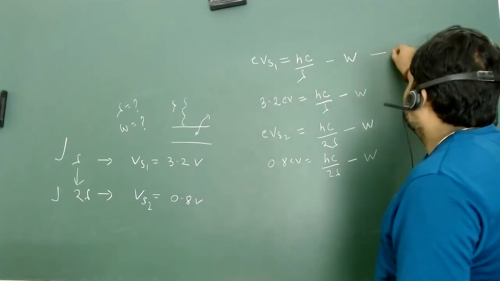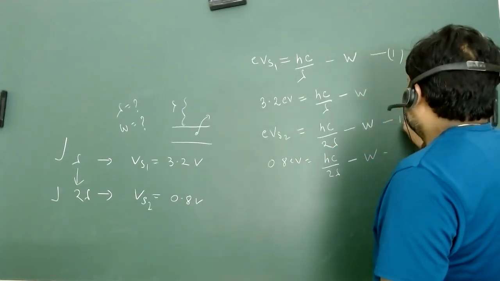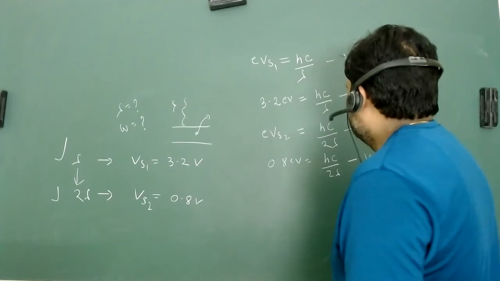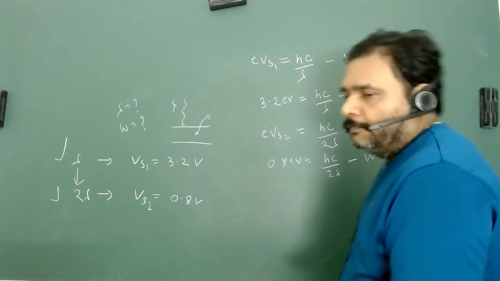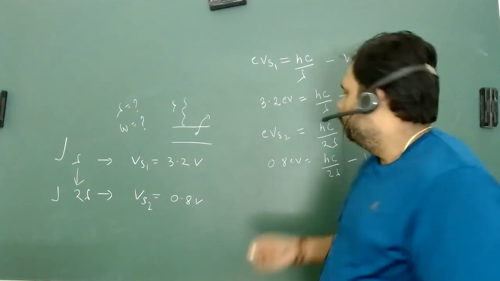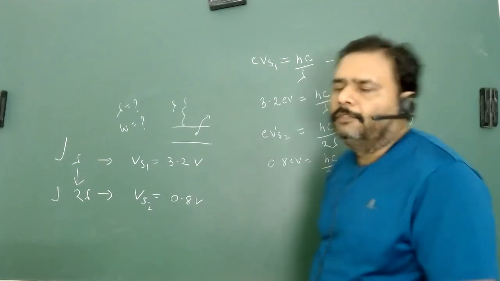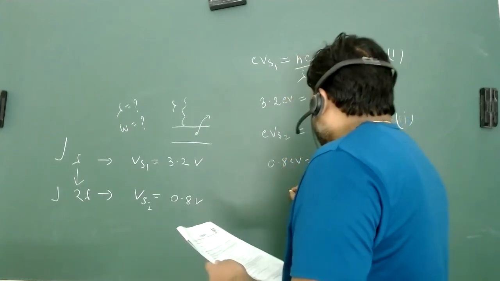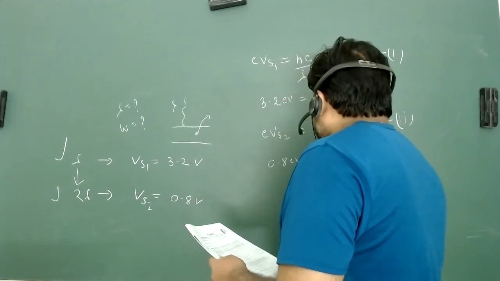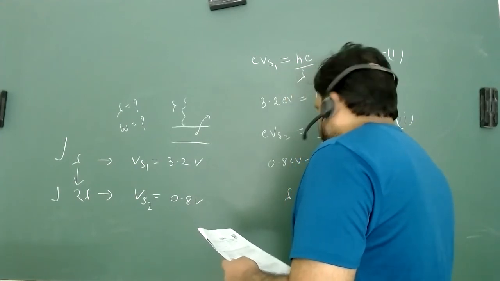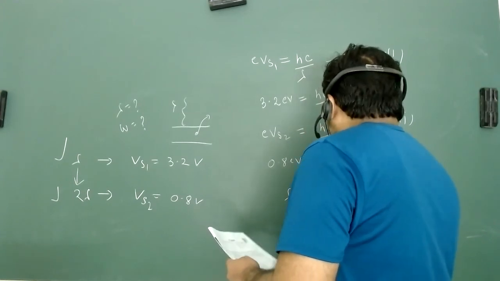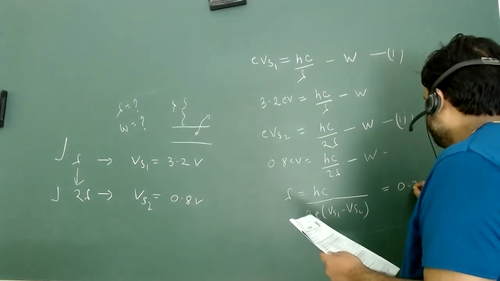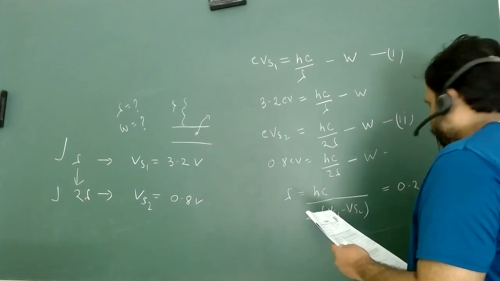So we have equation 1 and equation 2, and we have to calculate lambda and W. First we subtract the equations to get the value of lambda, and then we put the value of lambda in to get the value of W. It is a very simple one, so I am just giving you the answer. The value of lambda is equal to hc upon 2e times (Vs1 minus Vs2). We can calculate this, and the value is 0.26 times 10 to the power minus 6 meter.